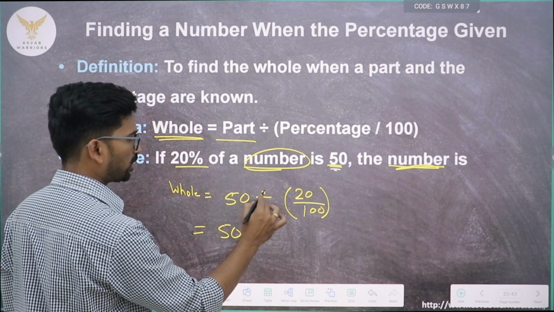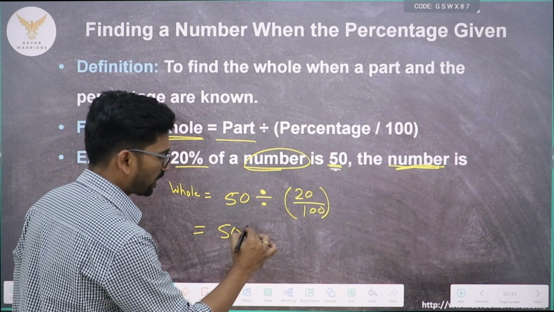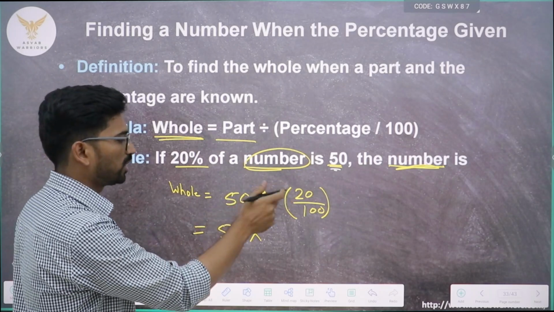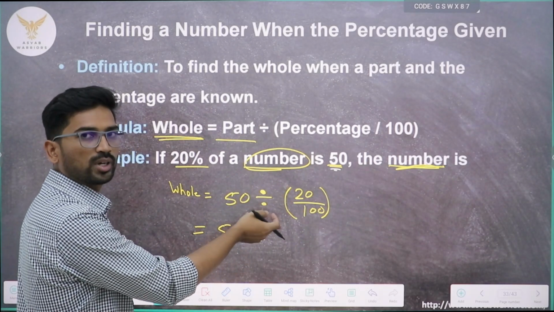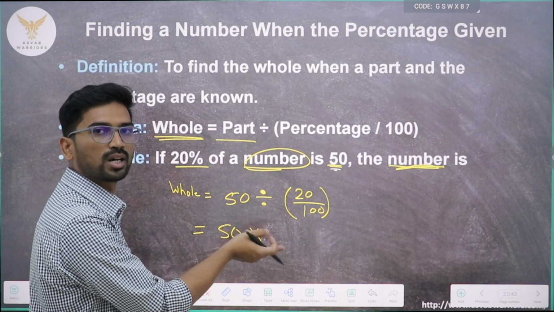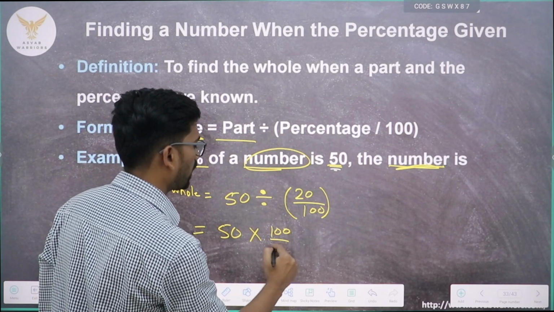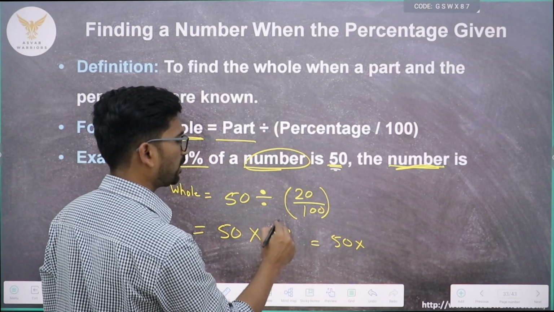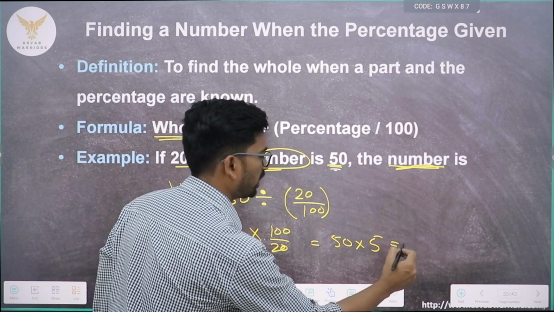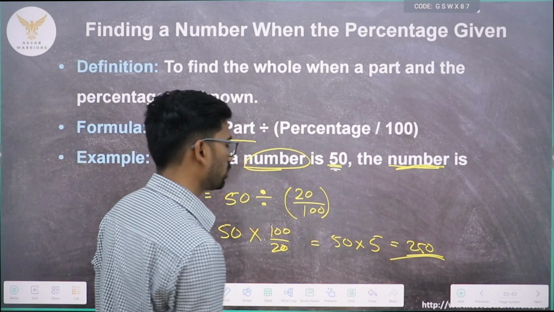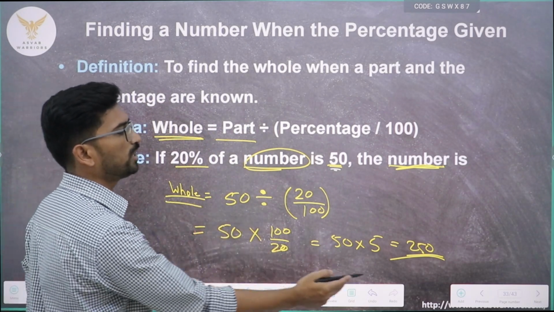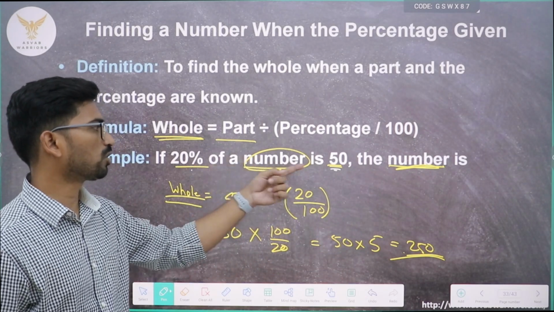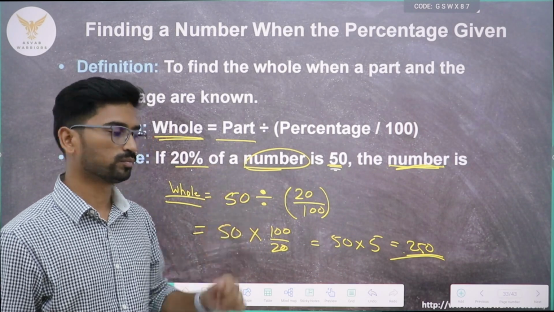So 50, we convert this division sign into a multiplication sign, and we take the reciprocal of the fraction. Reciprocal means the numerator becomes the denominator and the denominator becomes the numerator. So 100 divided by 20 is 5. So 50 times 5 is 250. The whole will be 250, and 20% of it will be 50.